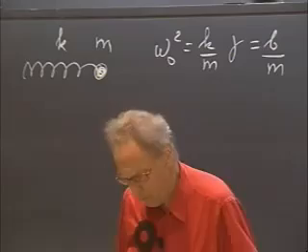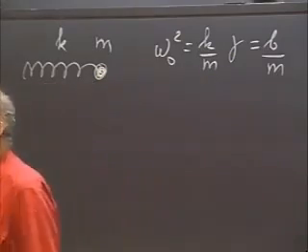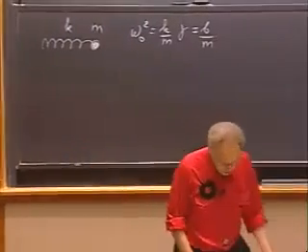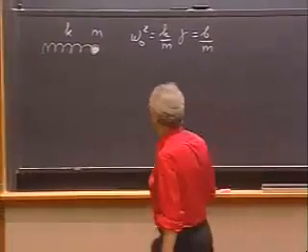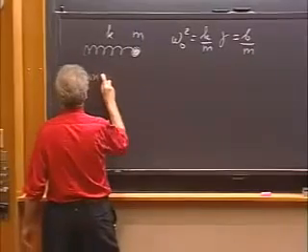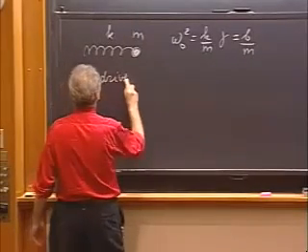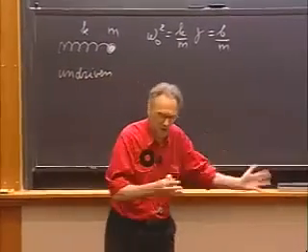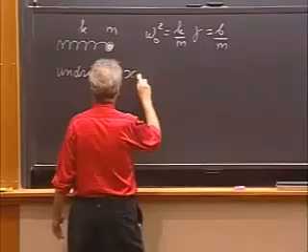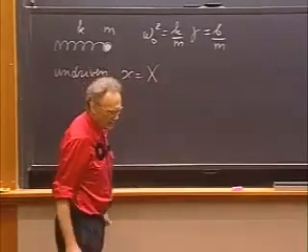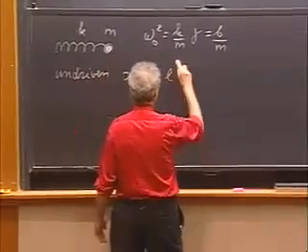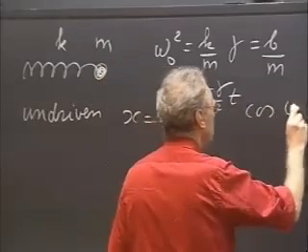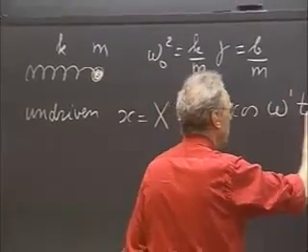Now let us assume that I don't drive it, that I just give it a kick at time t equals 0, and I let it do its own thing. We discussed that two lectures ago. So we get an undriven situation. And then the solution, you should remember, has this exponential decay in it: x equals some value x0 that follows from the initial conditions, times e to the minus gamma over 2 times t, times cosine omega prime t plus alpha.